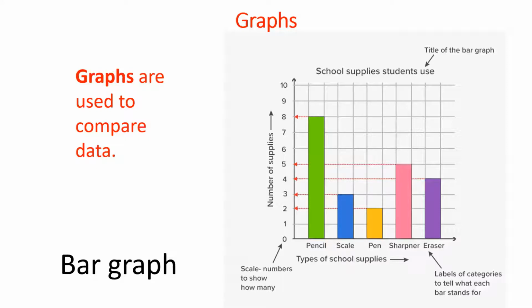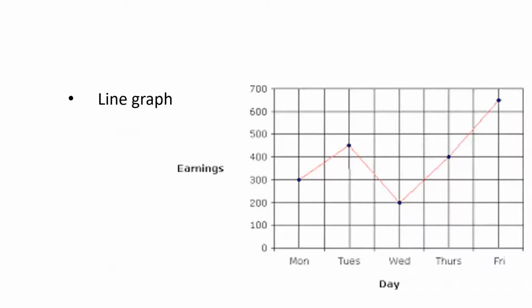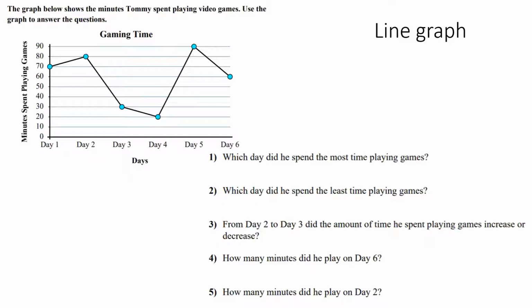We'll move on to the next graph, which is the line graph. Here, the graph is marked using a line. It shows earnings per day. So now let's see how to read a graph. This graph shows the minutes Tommy spent playing video games. One side you have the days, day 1, day 2, day 3, day 4, day 5 and day 6. The other side, in the x-axis, it shows the number of minutes Tommy spent playing video games.